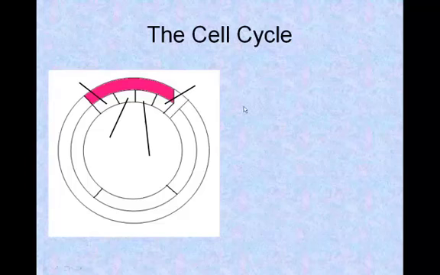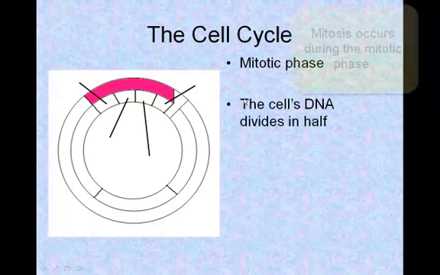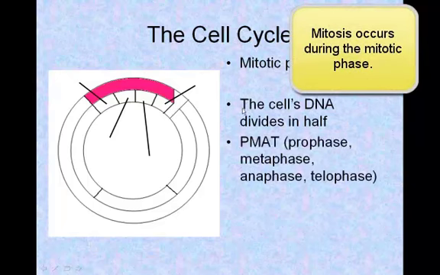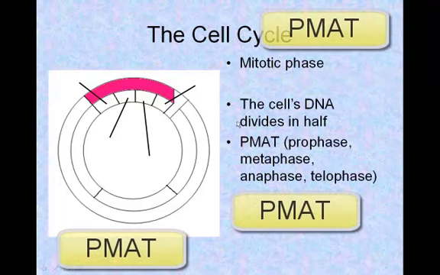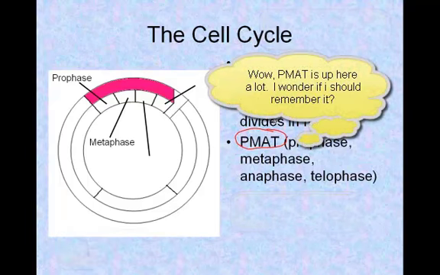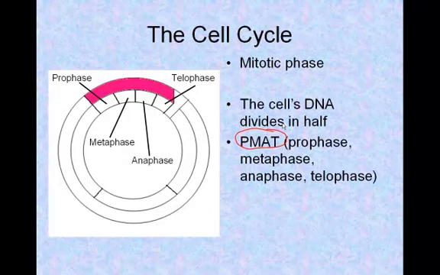So then mitosis. Mitosis is when the nucleus divides. So the cell's DNA divides in half. And the 4 stages are prophase, metaphase, anaphase, telophase, and use the acronym PMAT to remember the order that they come in. So there's prophase, metaphase, anaphase, telophase, and make sure you copy those down. We'll talk later about what happens during each.